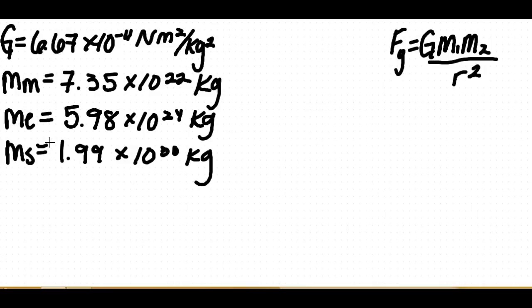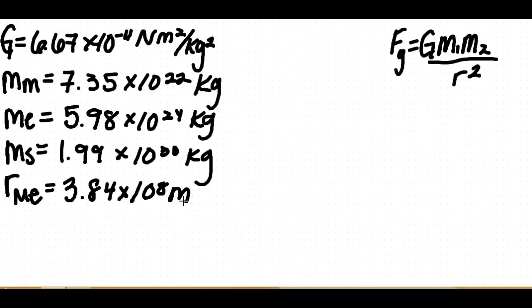All right, so the distance from Moon to the Earth is something that we don't really know off the top of our heads. 3.84 times 10 to the 8th meters. And the distance from the Sun to the Earth, which then by association is to the Moon, is 1.5 times 10 to the 11th meters. It's a much farther distance.